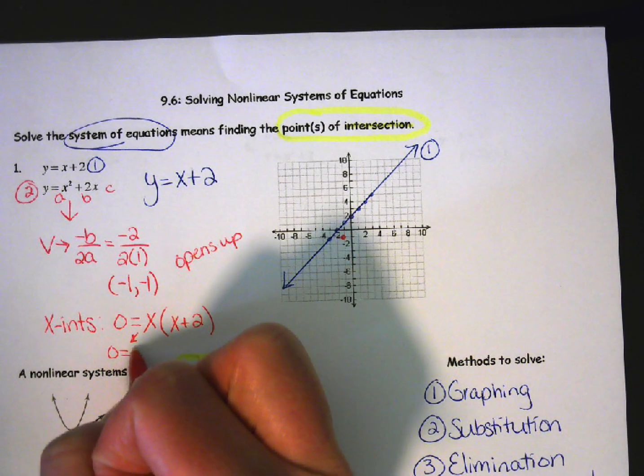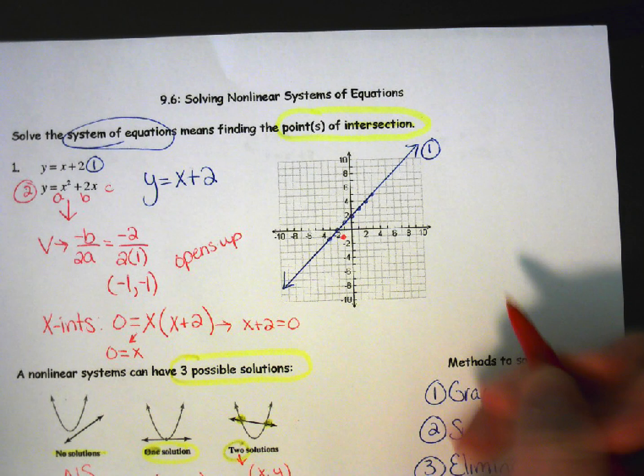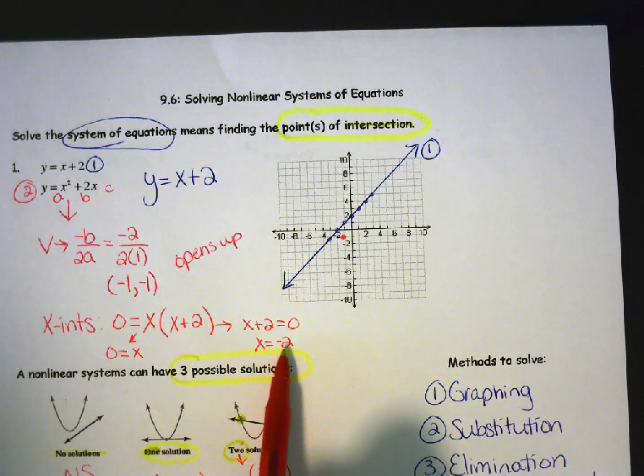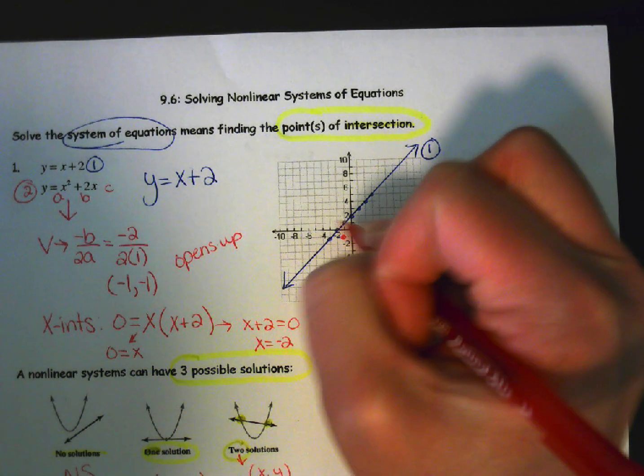So we have 0 equals x. And then we have x plus 2 equals 0. And then we have x to be negative 2. So we know it's going to cross at negative 2, and we know it's going to cross at 0. So let me put those dots on there.